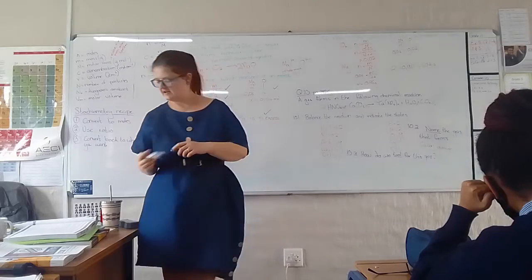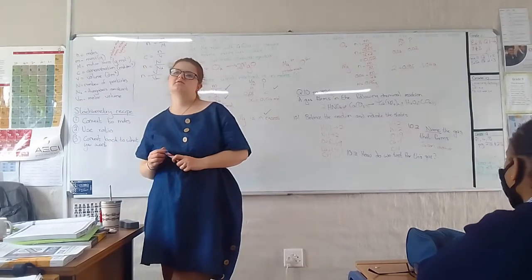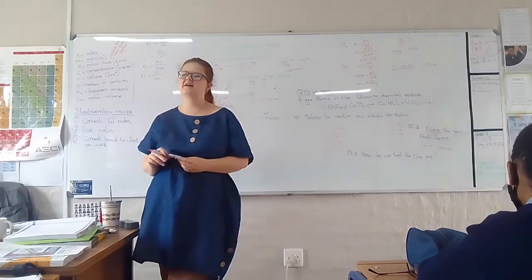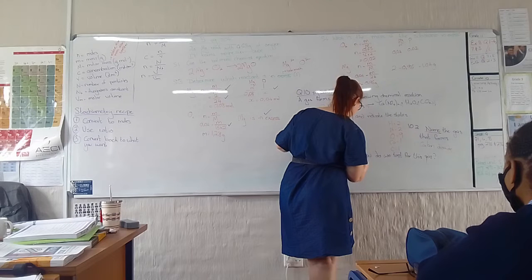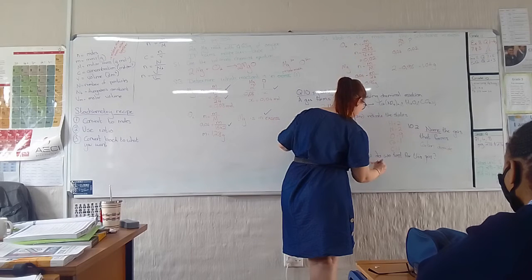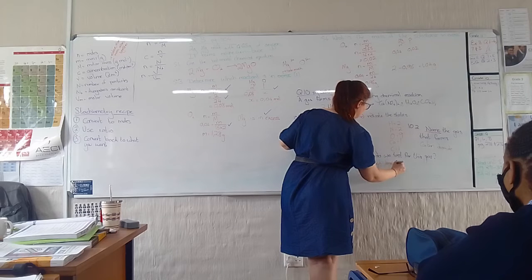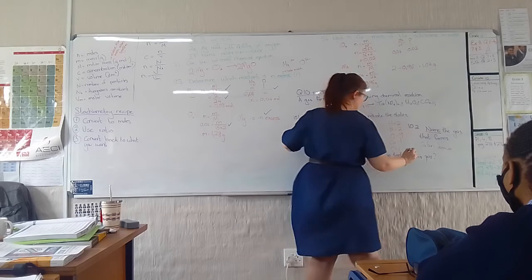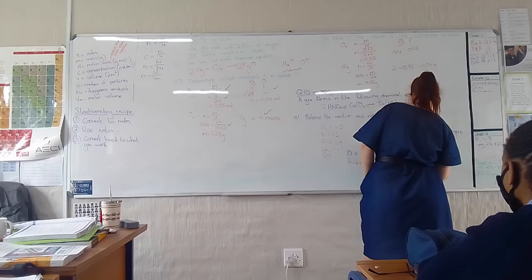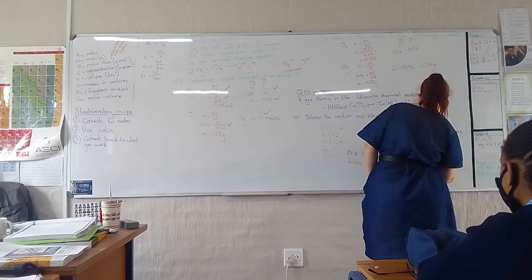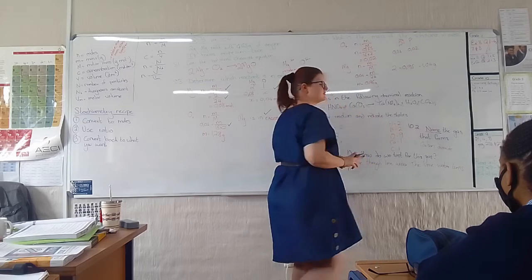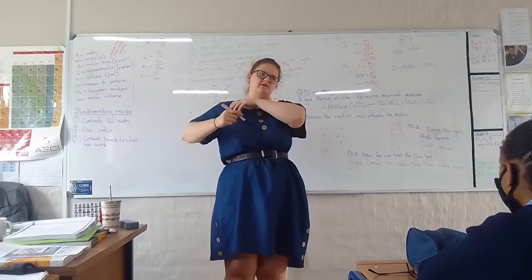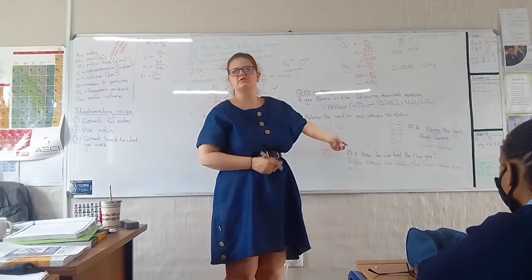To test for this gas, lime water. What happens to lime water? Turns milky. Lime water turns milky. So, we bubble the gas through lime water. The lime water turns milky. That's the answer they want for testing for carbon dioxide. That is the correct answer for testing for carbon dioxide. Okay.